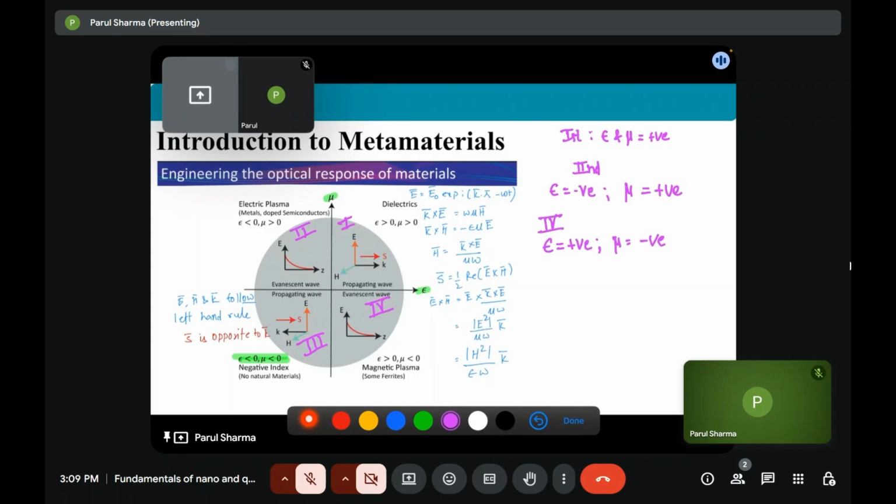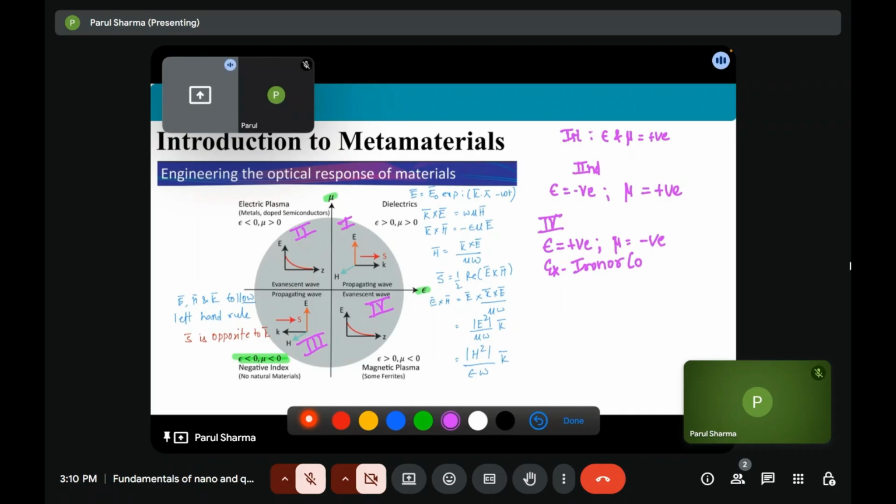This will occur in some materials like iron or cobalt, and this occurs at RF frequencies.